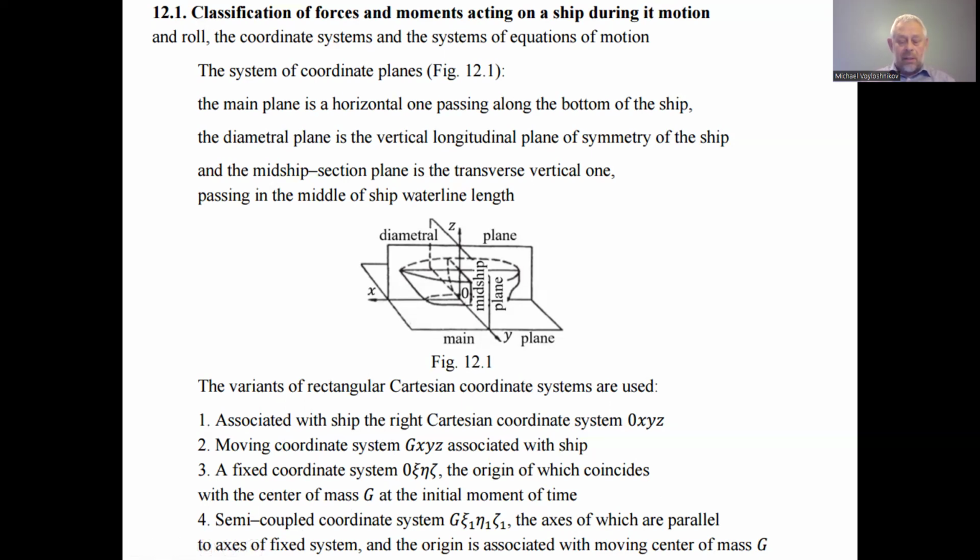It can be the longitudinal acceleration along the x-axis, the transverse acceleration along the y-axis, and the vertical acceleration along the z-axis, as well as the rotational accelerations of the ship heeling, of the ship trimming, and of the ship yaw. So rotation around the applicate axis is yaw.